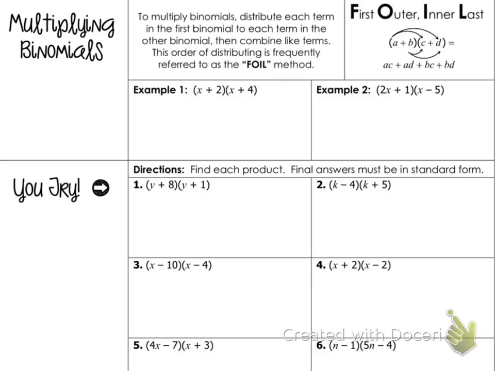Our lesson today is on multiplying binomials. So let's read the definition. To multiply binomials, distribute each term in the first binomial to each term in the second binomial. So just like this. And then we take the second term here and multiply it to C and then multiply it to D.